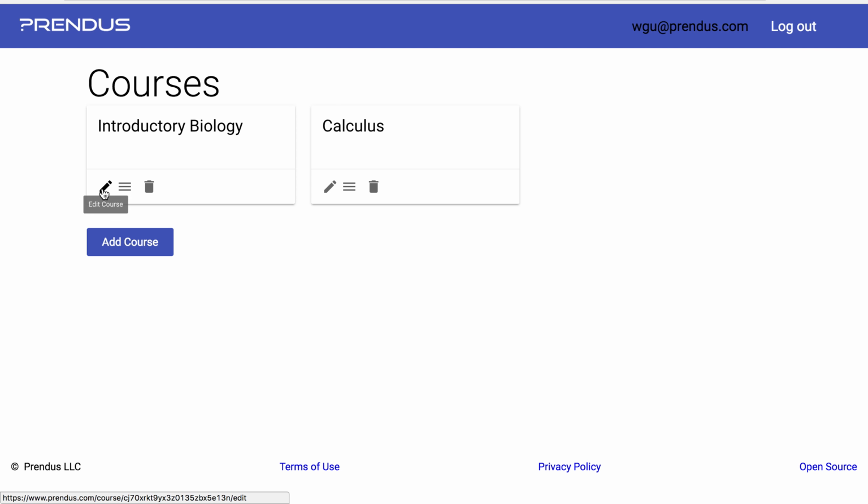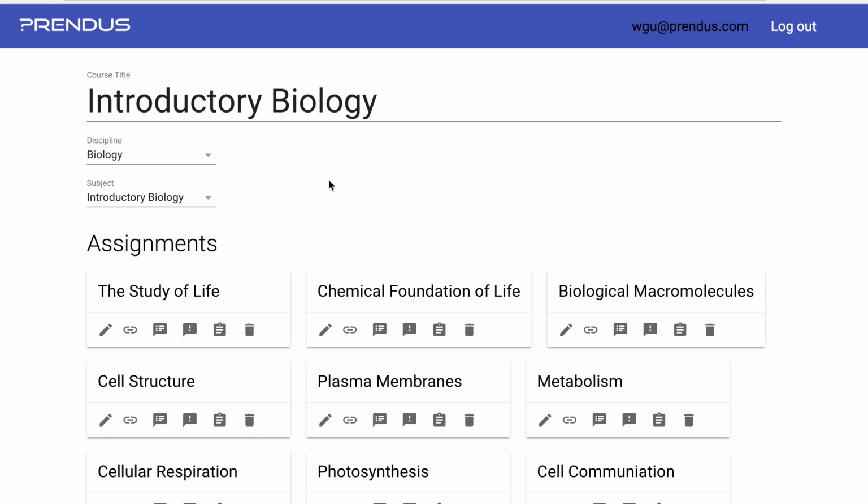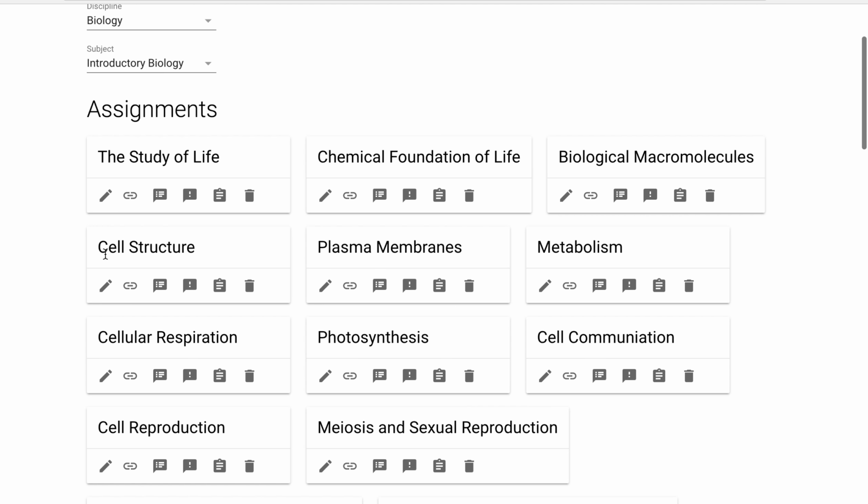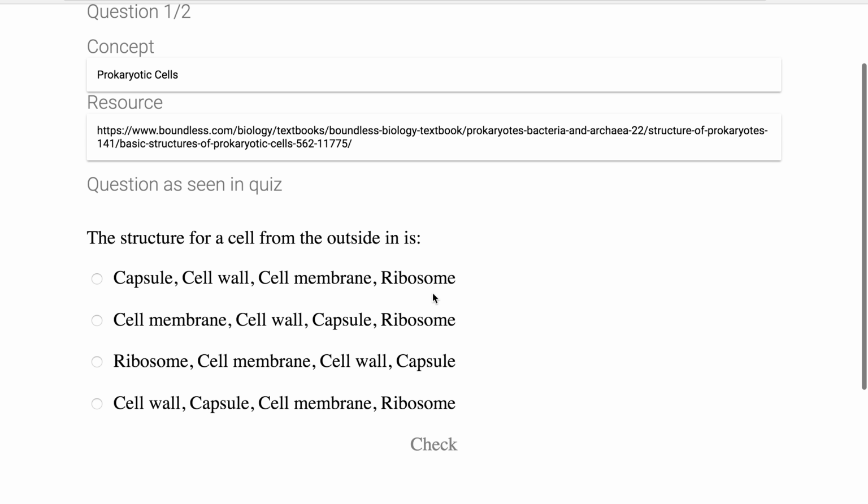So I'm just going to go into my introductory biology course here, and under the assignment named cell structure, it is the fourth icon over. It says launch review assignment. So I'm just going to go ahead and click on that, and it's going to bring me here.